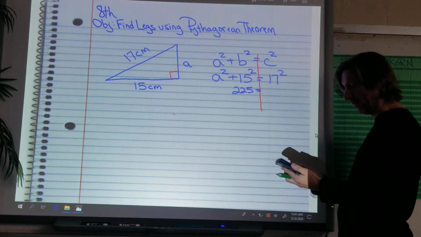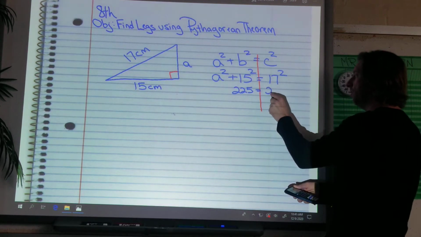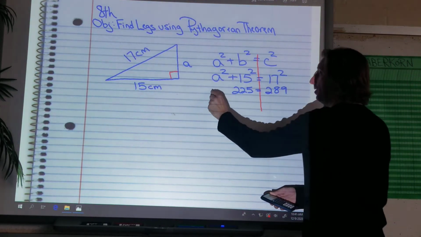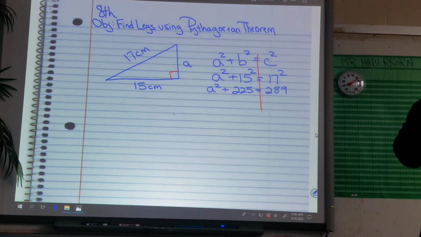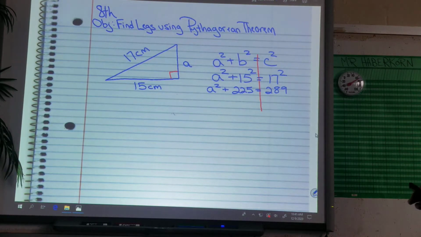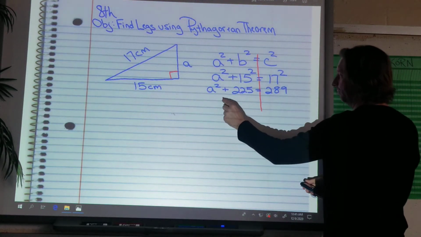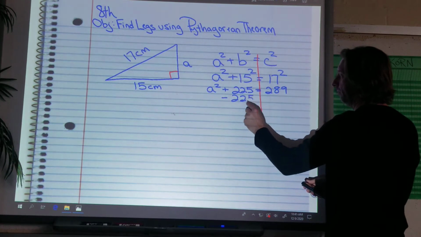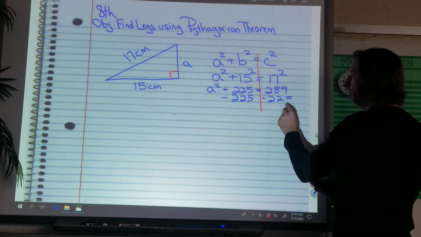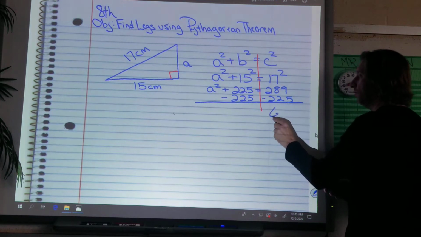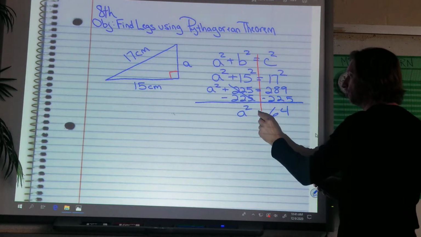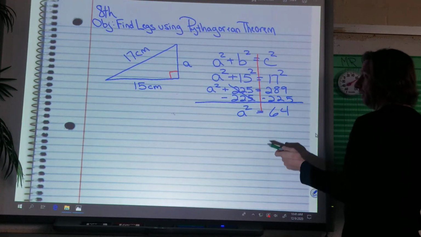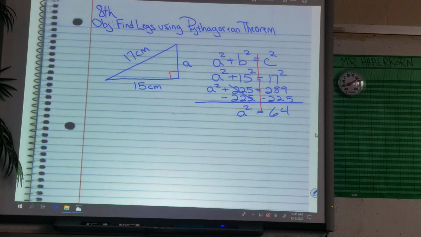This is 17 times 17. Not 17 times 2, so this is 289. And this is A squared, right? Don't forget our plus. Okay, so we basically just have a two-step equation here. Want to get the A by itself, right? So we subtract 225. And I get 64. And those cancel out, right? A squared. Don't forget the squared. Very important, okay? Because this isn't our answer. Our answer is not 64.